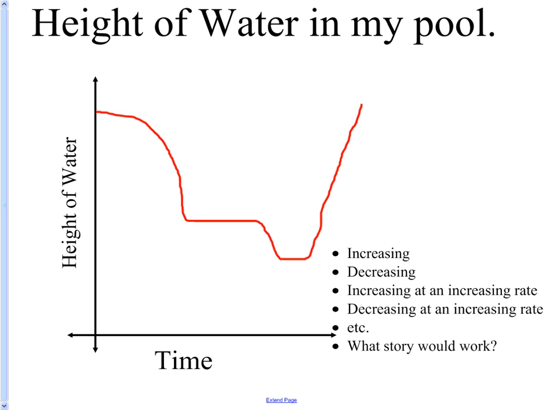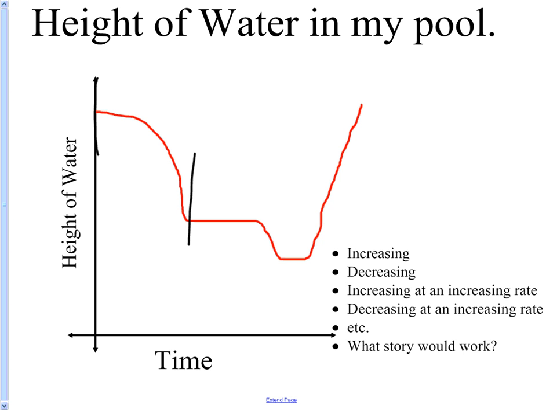Okay. This one. Height of the water in my pool. So it's a day in the fall after I've had the pool all set up for a long time. It's getting cold enough, not using it much. So I start draining the pool. And I could ask you about this first section here. I could say, in that first section, describe the rate at which the water is flowing out of the pool. And if you just said decreasing, you'd get it wrong. What are you supposed to say?